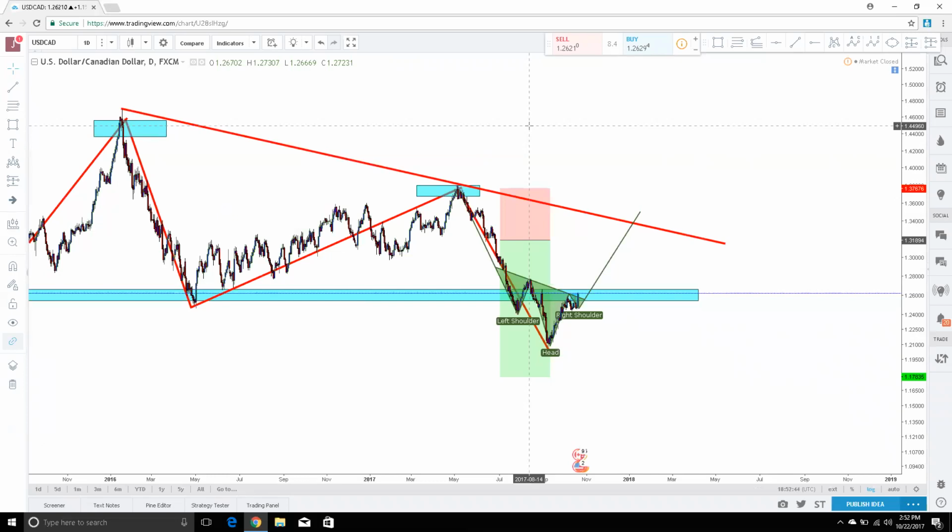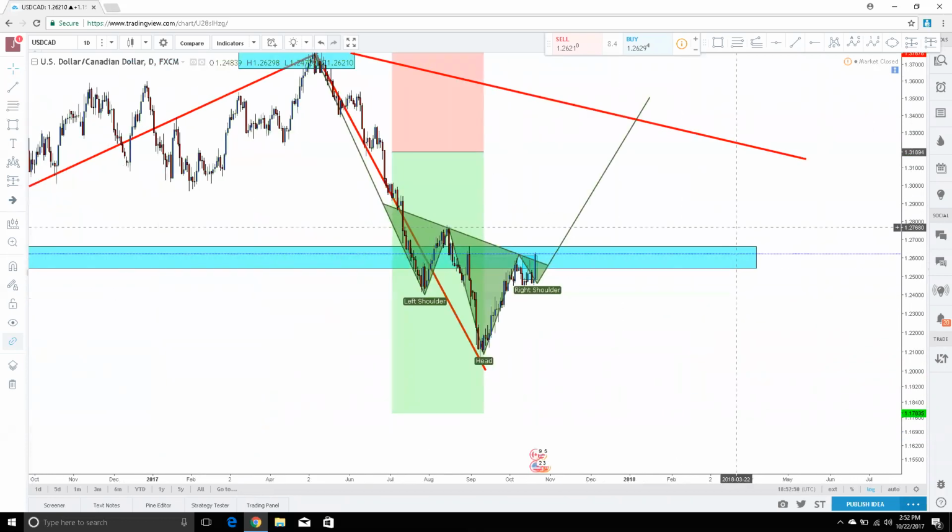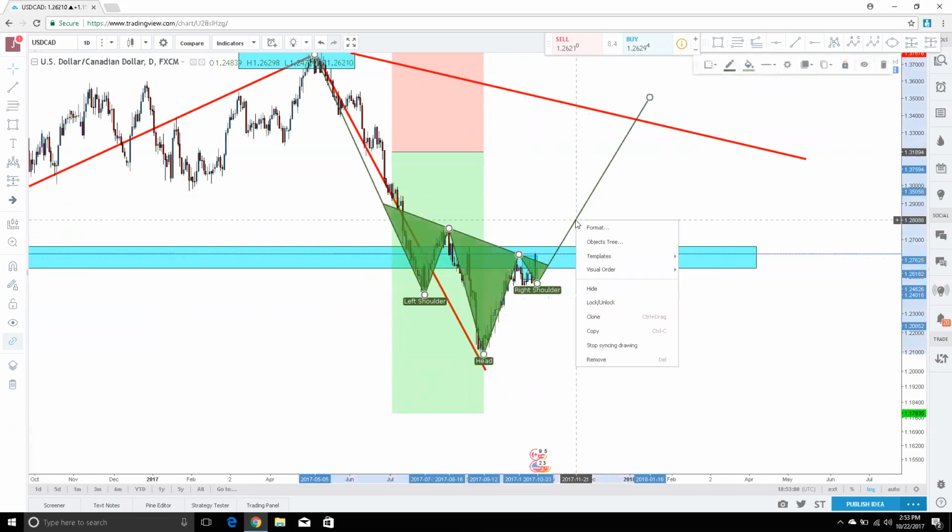Now, I'm understanding the simple fact that right now, I'm looking at a potential inverted head and shoulders pattern. Now, why is that important to me? Well, one, we're coming back down to a daily structure zone. Two, we're looking at a possible inverted head and shoulders pattern. I clearly drew that up for you here.